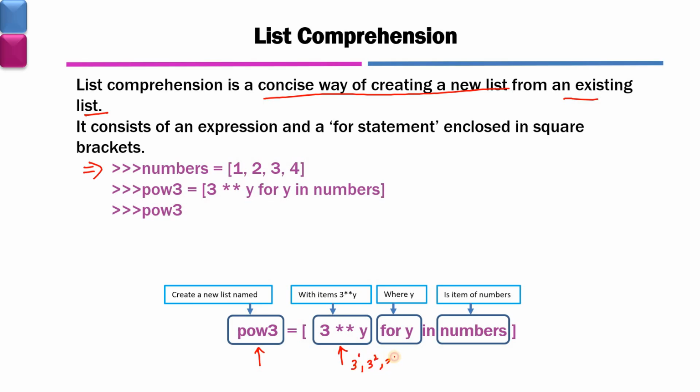power 3 is the new list. I will write 3 to the power y, for y in numbers. That means power 3, you can see, is the new list name, with items 3 to the power y; you just populate this list. What is y? y is nothing but an item of numbers. Here numbers is the list name.